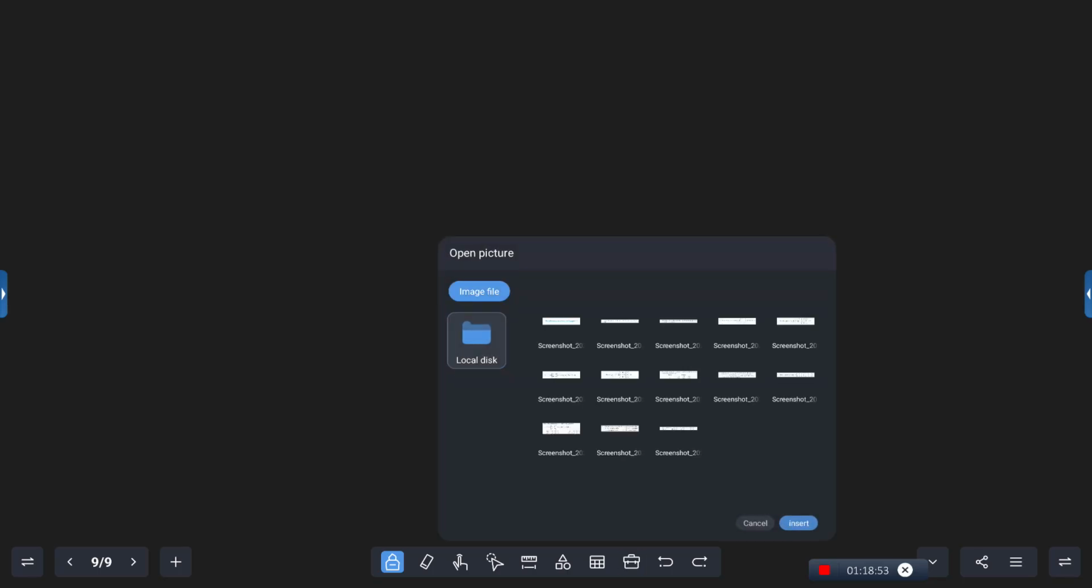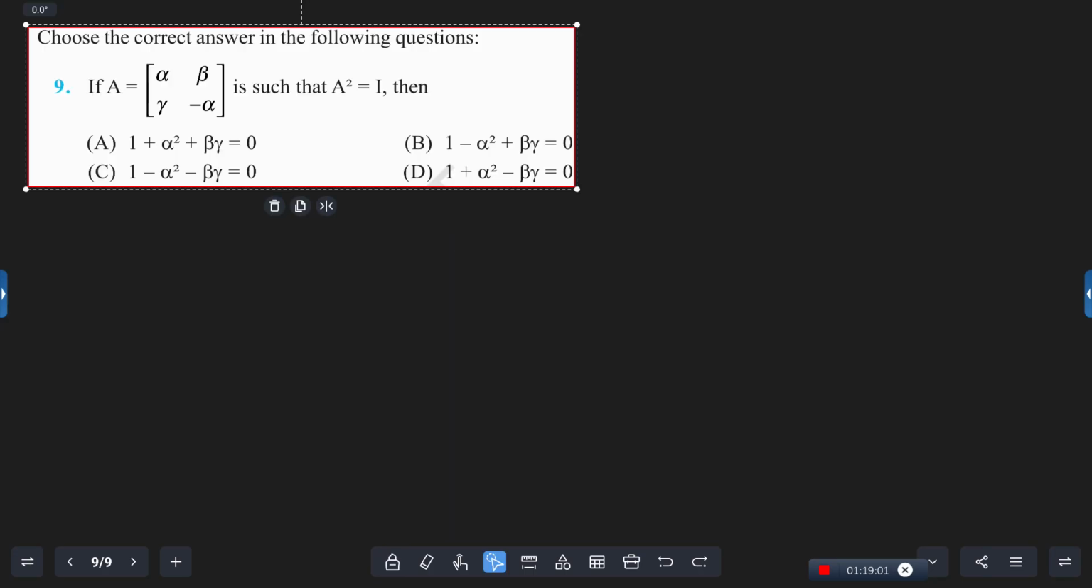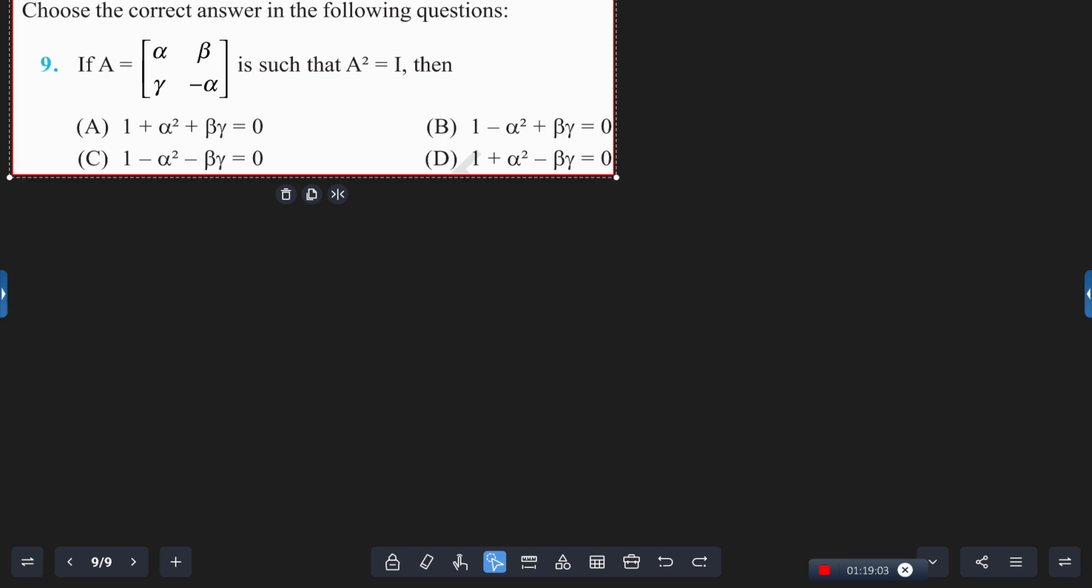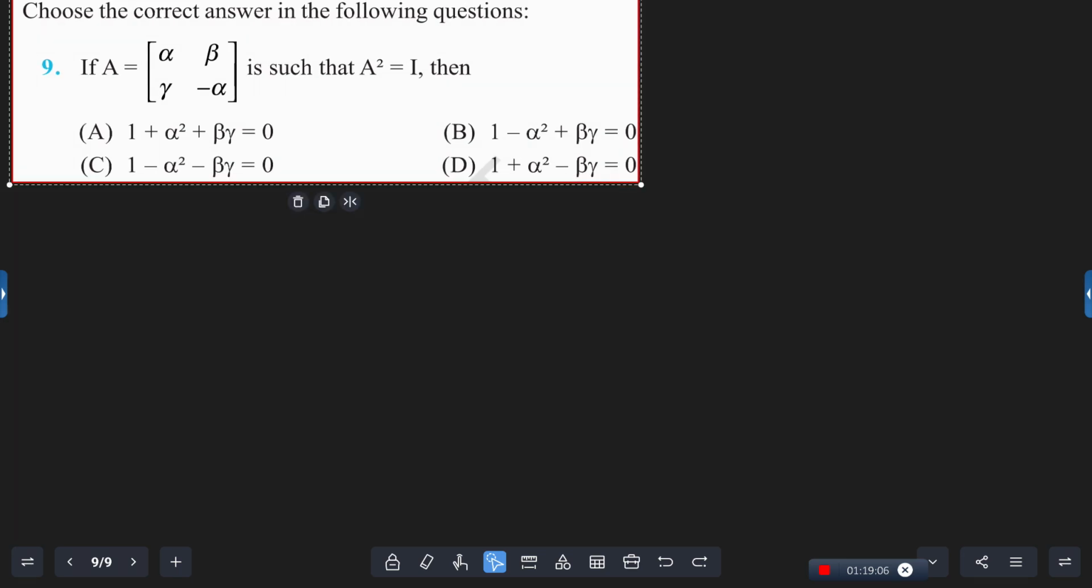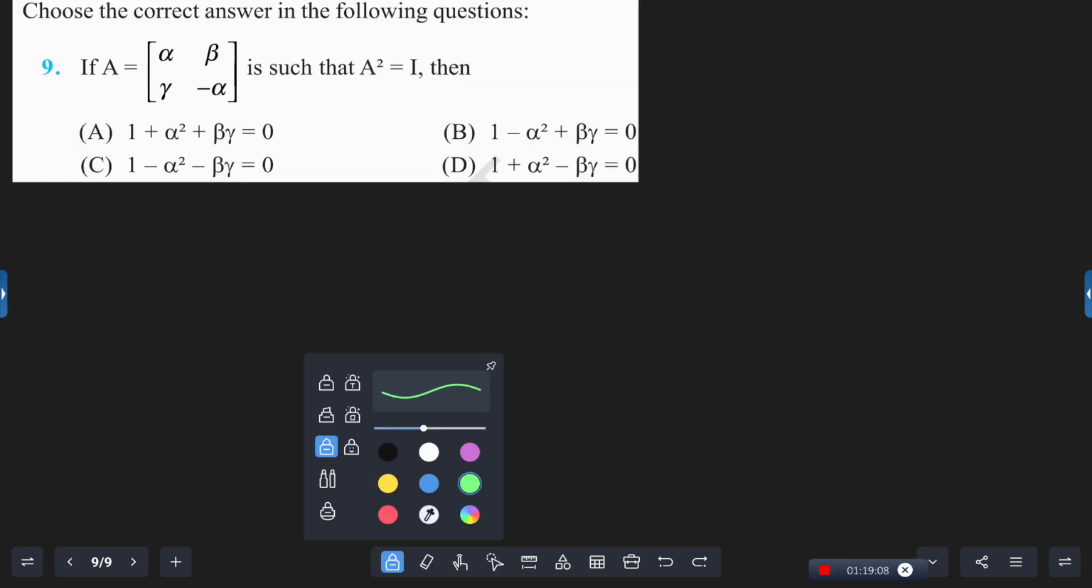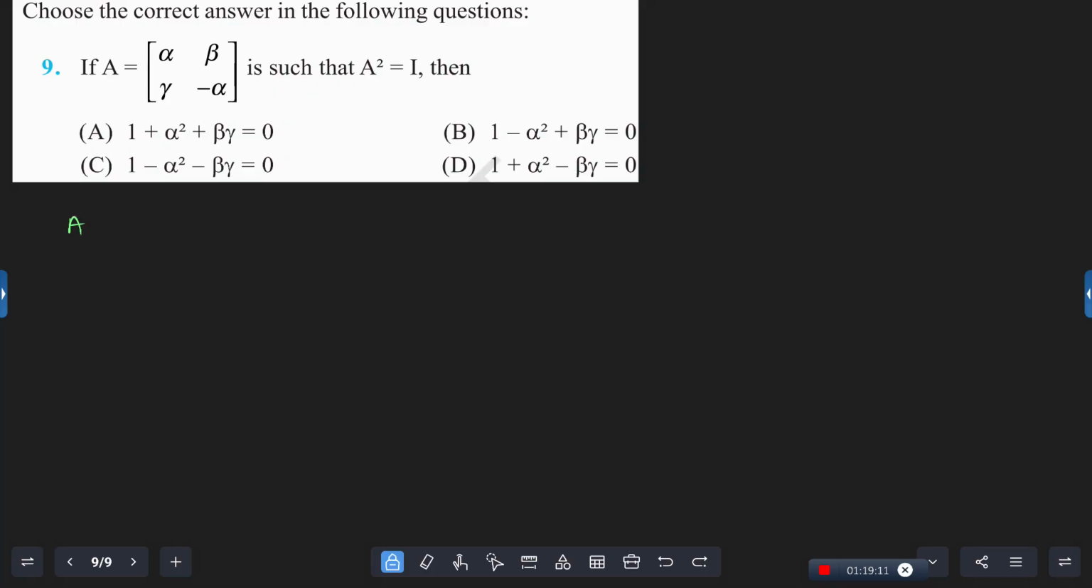For next, actually, MCQs. Simple questions only they gave. MCQs. Choose the correct answer in the following question. Question number 9. A matrix is given as alpha, beta, gamma, and minus alpha, such that the condition is given that A square is equal to I. Then what condition will be satisfied in the following? That is their question. Okay.